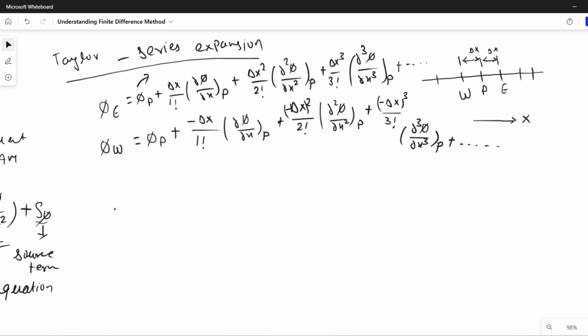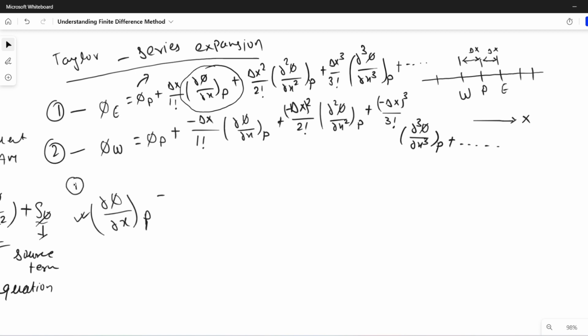Now suppose this is my equation 1, this is my equation 2. Now suppose I want to find the value of ∂φ/∂x at point P. Suppose this term is unknown. So what we can do is simply use equation 1, so in the first case I am using equation 1 to find out the value of ∂φ/∂x at point P.